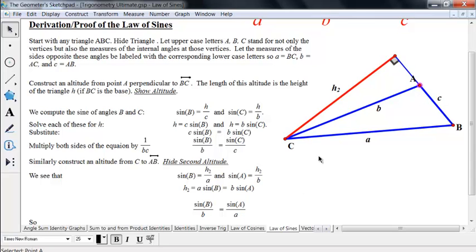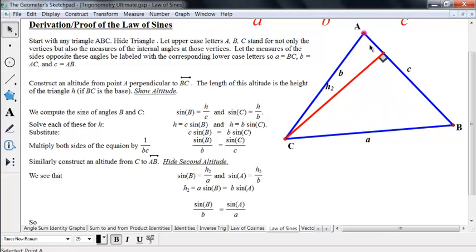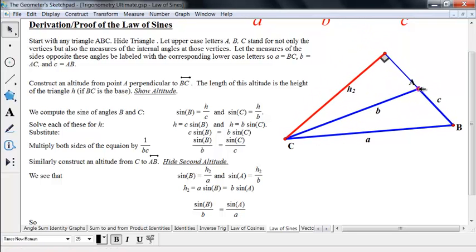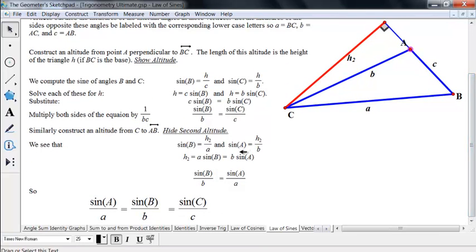And similarly, the sine of angle A, here's angle A right here, is H2 over B. So either way you go, no matter how this lines up, we get the sine of angle A is H2 over B, and sine of angle B is H2 over A. Solve for H2, so we multiply by A here and by B here. And they're equal to each other because they're both equal to H2.